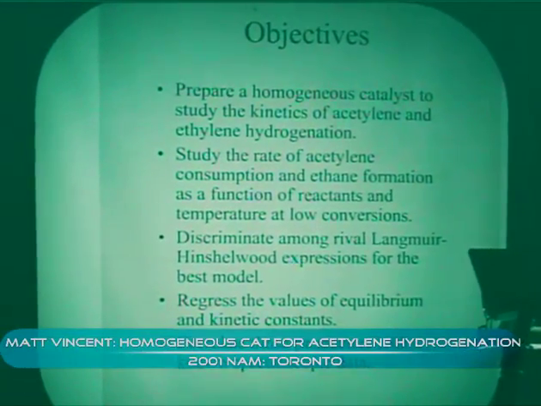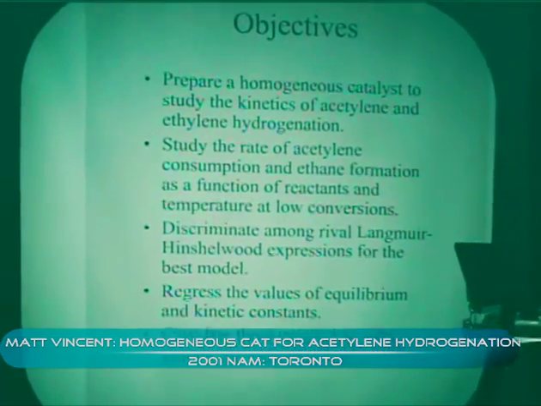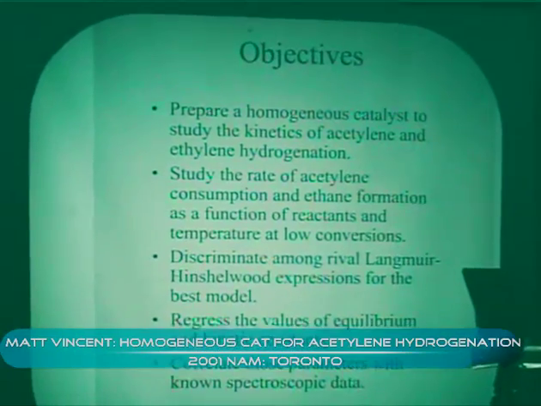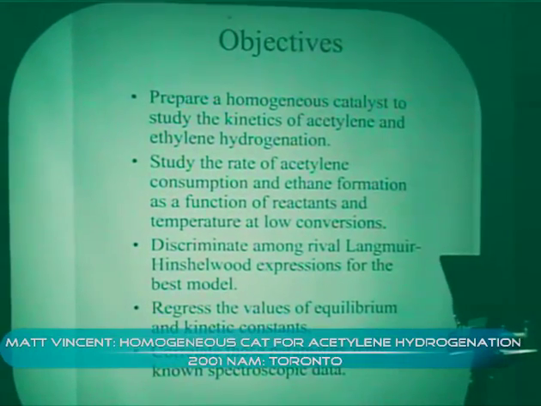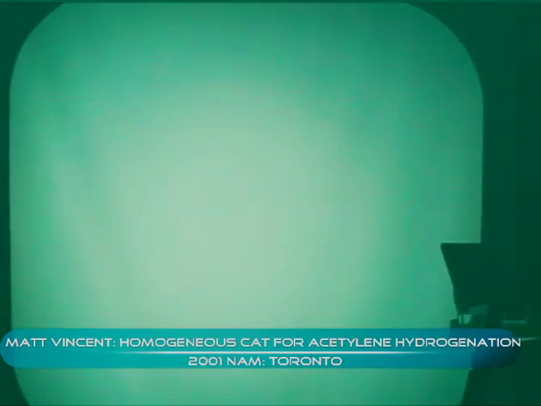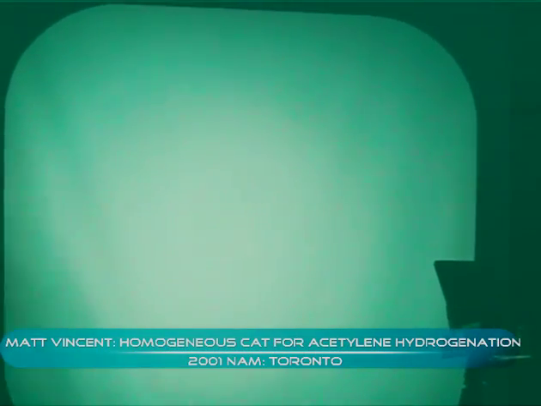So once we have our rate data, we want to discriminate amongst rival Langmuir-Hinshelwood expressions and then regress the values of equilibrium and kinetic constants and then try to correlate those with any known spectroscopic data. Okay, now to the meat.